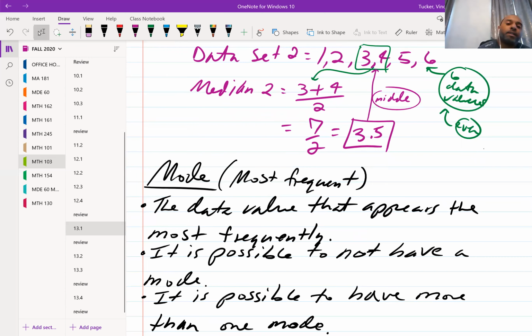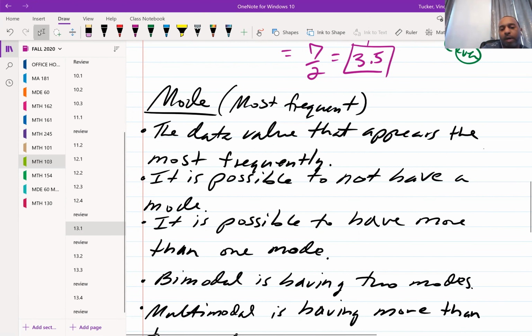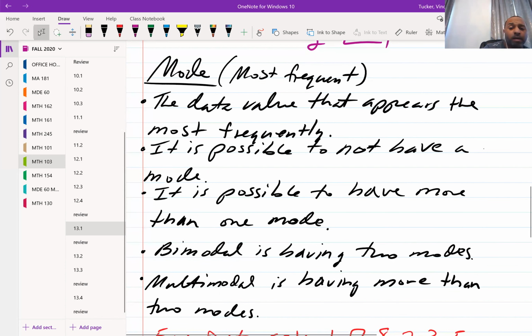All right, mode is the data value that appears the most or the most frequent. It is possible to not have a mode. It's possible to also have more than one mode. Bimodal is having two modes, and multimodal is having more than two modes.